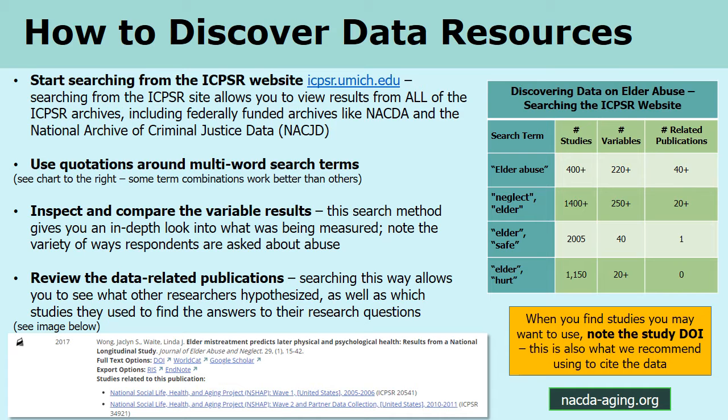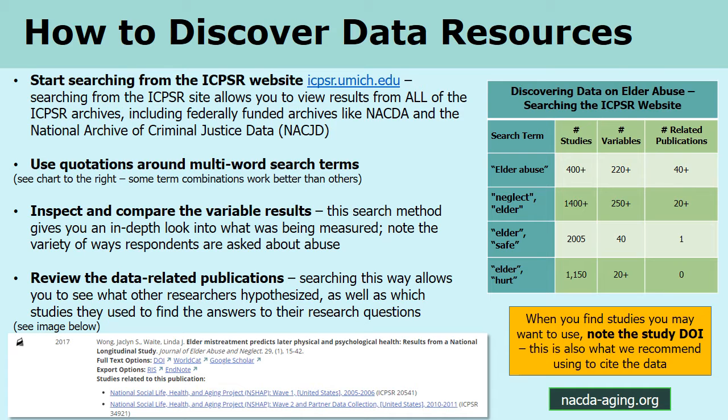Another search approach would be to review the data-related publications. Searching this way allows you to see what other researchers hypothesized as well as which studies they used to find answers to their research questions. I have an image below. This is a screenshot of a related publication from the ICPSR site when searching for elder abuse.